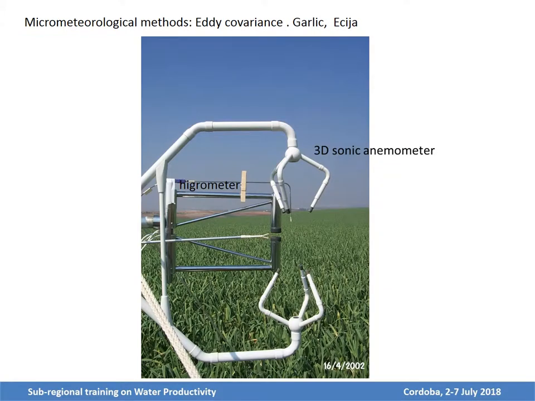Closer look of the same equipment with the 3D sonic anemometer, which measures the three axis components of wind speed. And here we have the hygrometer, and here we have a thermocouple. The hygrometer will be used to measure evapotranspiration, and the thermocouple will be used to measure a sensible heat flux.